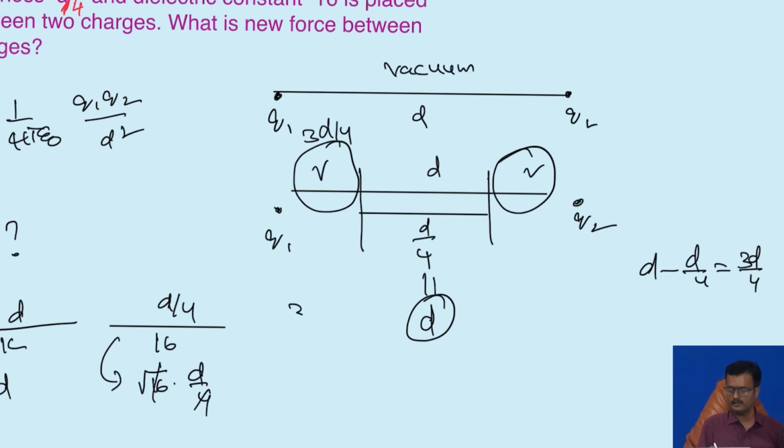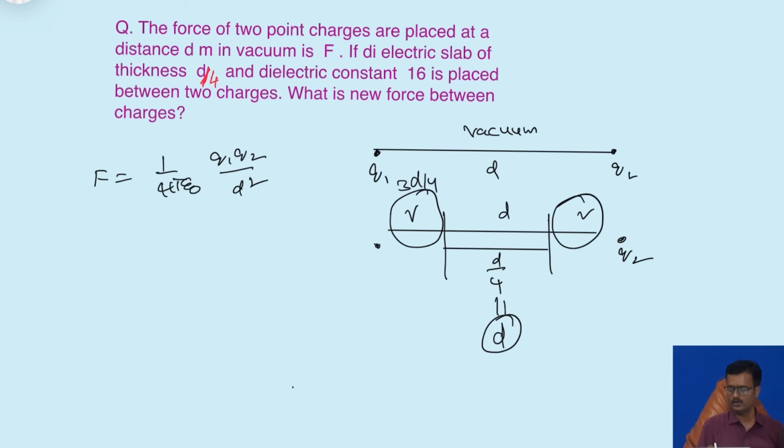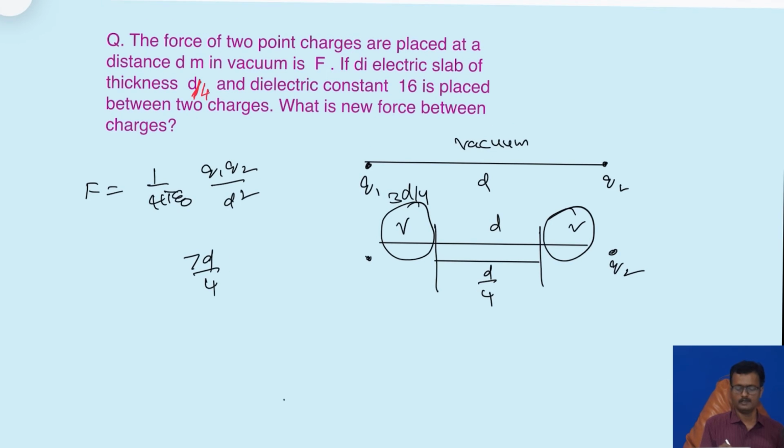So total is 3d by 4 plus d. This is the original vacuum distance, and this is the equivalent vacuum distance. So what is the total? 4d plus 3d, 7d, so 7d by 4. Now the total distance is 7d by 4. Okay, now the new distance is 7d by 4.